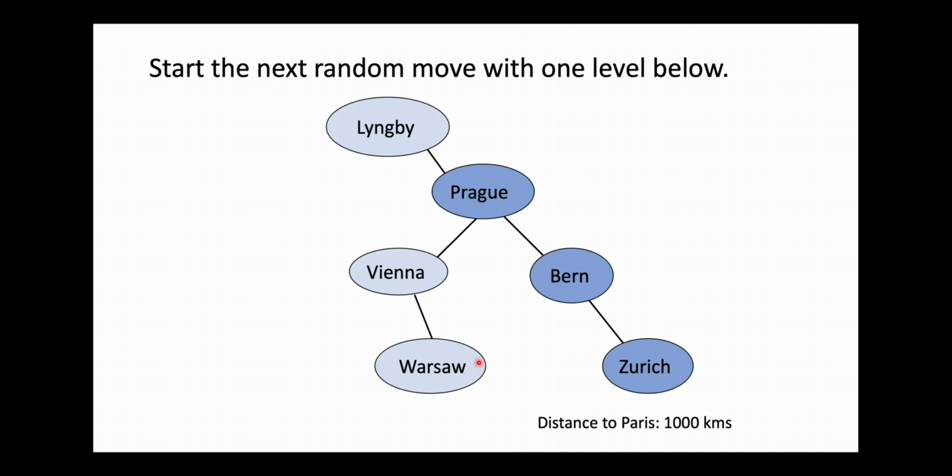So we memorize the previous path: Lyngby, Prague, Vienna, Warsaw. We already memorized this, and next time we start from one level down. From here, we start from Prague and again choose a random path. We go to Bern and then Zurich, and then someone told us that we are 1000 kilometers away from Paris. So of course this path is better than the previous one, and therefore this time we save this one and forget about the other.